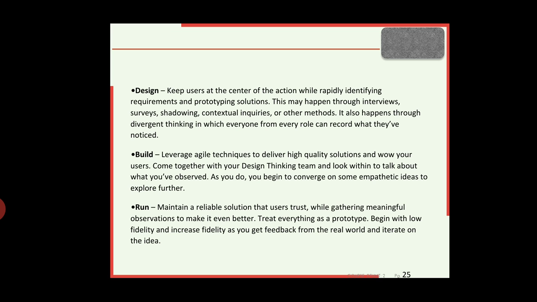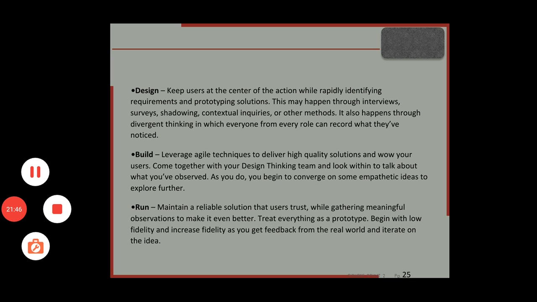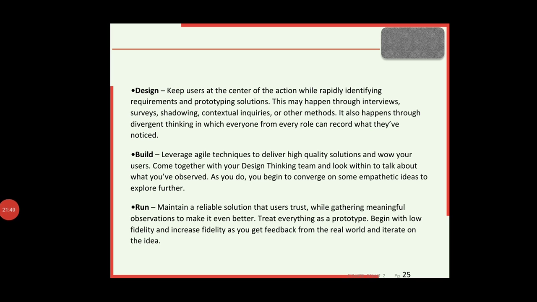Okay, now look at this. In the previous slide we saw the rhythm of the loop: design. First of all, we have to learn about design. What is design? Already I told you, design is nothing but keeping the user's point of view at the center of the action, while rapidly identifying the requirements and prototyping solutions. This may happen through interviews, surveys and shadowing, and also contextual inquiries or other methods, whatever we choose.